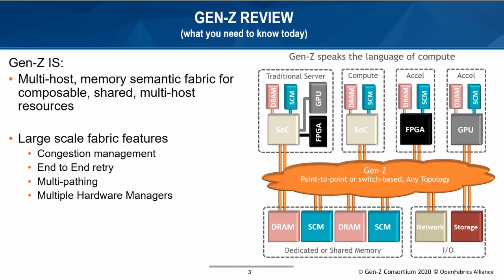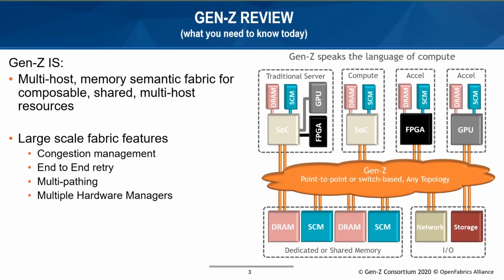Secondly, it's based on large-scale fabric requirements, such as congestion management, so that you can have reasonably predictable quality of service on a large fabric. It has end-to-end retry for reliable hardware transport, so that you can use memory semantic load store transactions across the fabric. They don't get lost. The hardware will retry them.